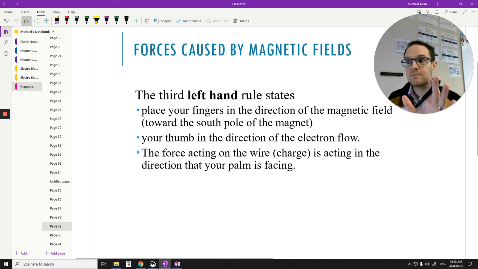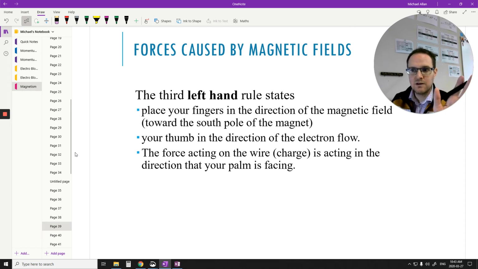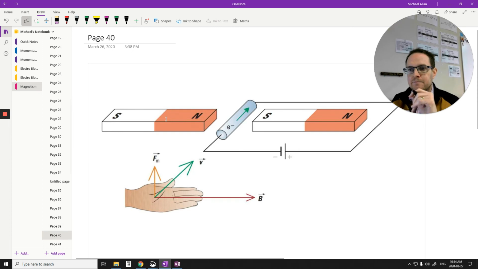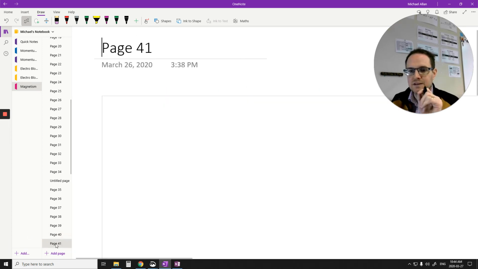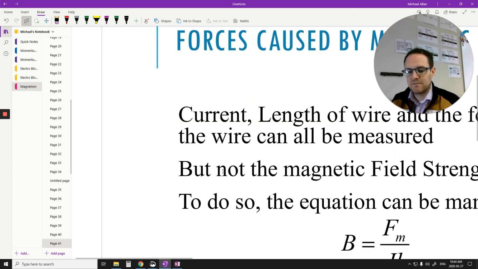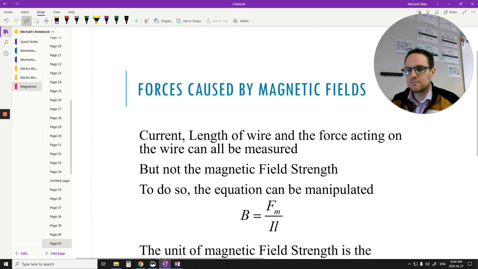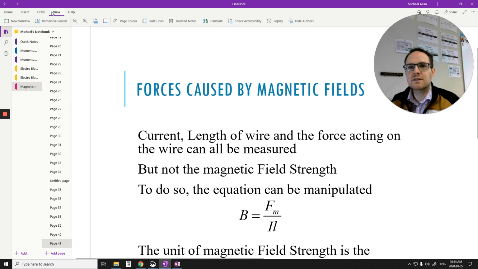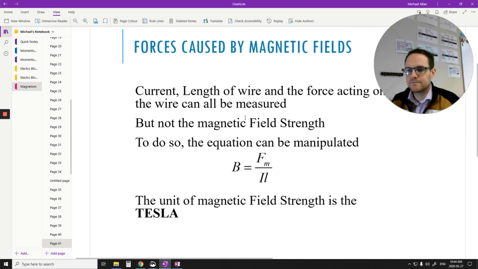Now, like I was saying before, like we just did, we can determine the direction by using the third left hand rule again. The thumb is still the direction of the electron flow. The fingers is still the magnetic field. The palm is still the force. So you can see this is just a description of exactly what I said before. Oh, sorry about that. Let me just get the right view here.